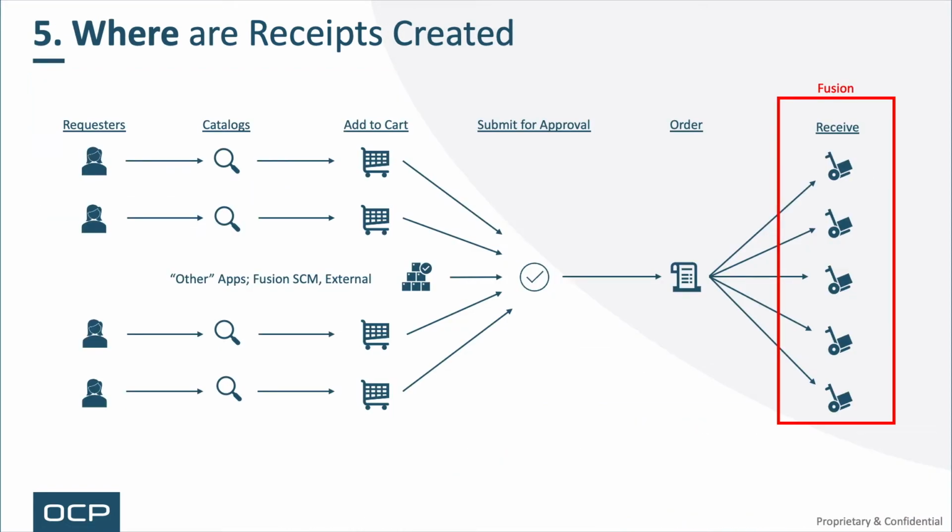Okay, so where are receipts created? Well, as you can see in the box on the right, in Fusion. You have requesters, just like we've seen in all the other overviews. Requesters go to catalogs, add to cart, or you could have inbound receipts from another application. They get submitted for approval, generated into an order, manually, automatically, what have you, and then they're received. But they're almost always received inside Fusion. They have to be there if they're going to be used as downstream approval for invoices, as well as accruing receipts, etc.